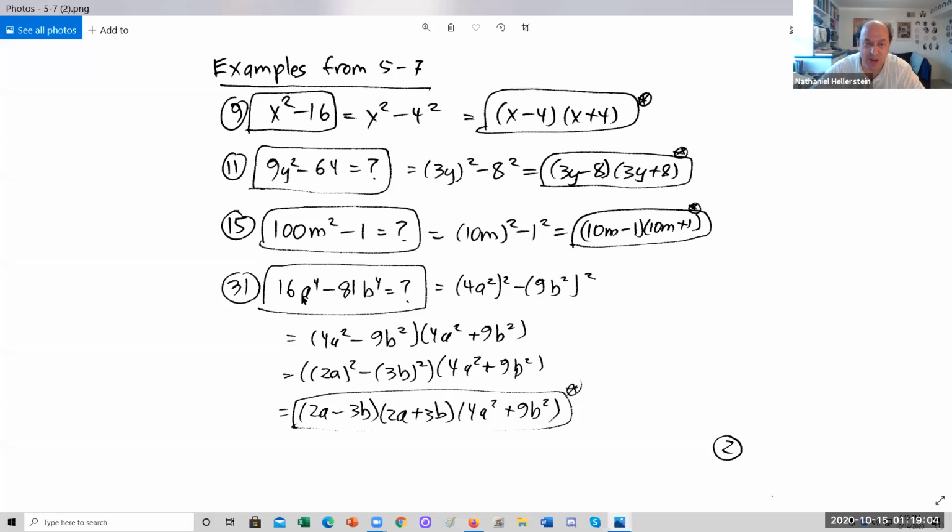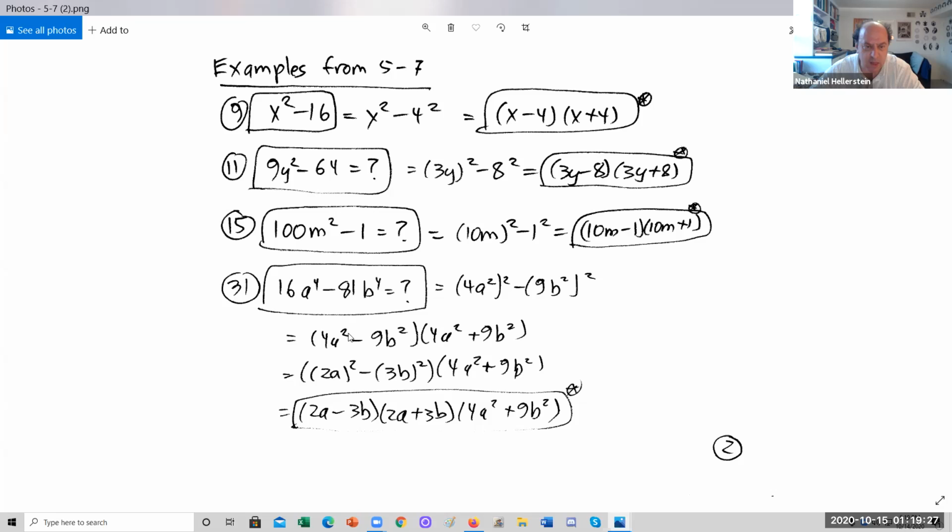16a to the fourth minus 81b to the fourth. Now 16a to the fourth is the square of 4a squared. 81b to the fourth is the square of 9b squared. So the difference of squares will be difference times sum: 4a squared minus 9b squared, times 4a squared plus 9b squared.